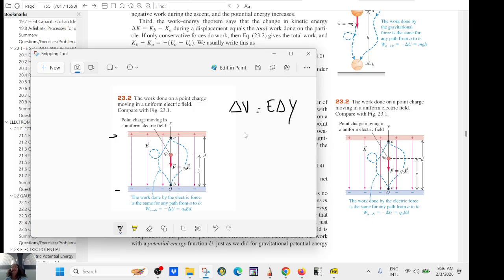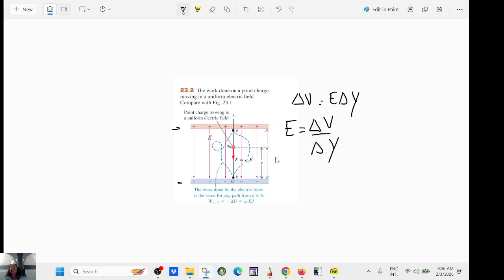So you can have that the electric field is going to be equal to, and I should put a delta Y. Oh, I did. So it's going to be the voltage divided by delta Y. And you have a new unit for the electric field.